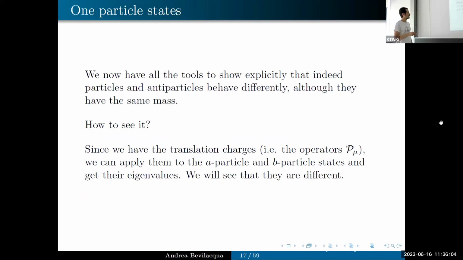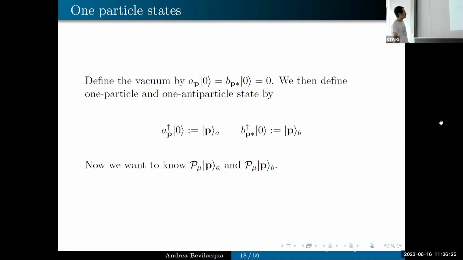So basically, we just need to build the states which describe A particles and B particles, and then get the eigenvalues after we apply this operator P mu. And we will see that the eigenvalues are different, but they have the same mass. Okay.